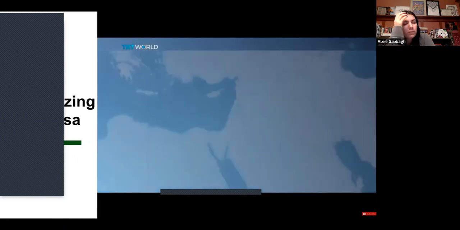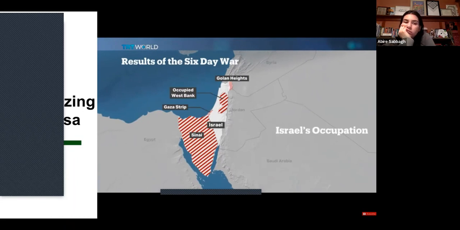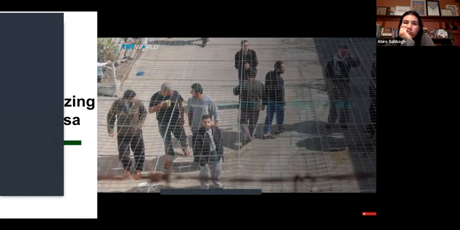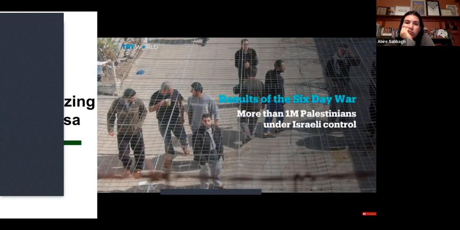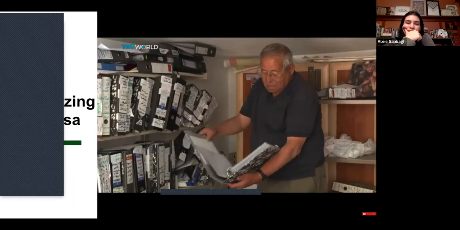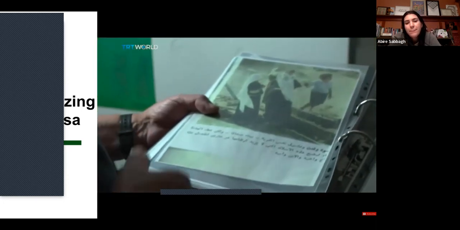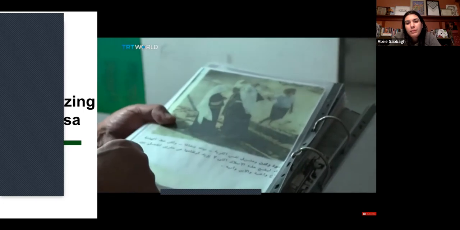The war in 1967 changed everything. Israel occupied the West Bank, East Jerusalem, the Gaza Strip, the Golan Heights, and the Sinai Peninsula. Israel brought more than 1 million Palestinians under its direct control in the West Bank, East Jerusalem, and the Gaza Strip. And by the end of the war, Israel had expelled 300,000 Palestinians from their homes. Mustafa Osman is a Palestinian historian. He says Israel had clear advantages that were insurmountable.